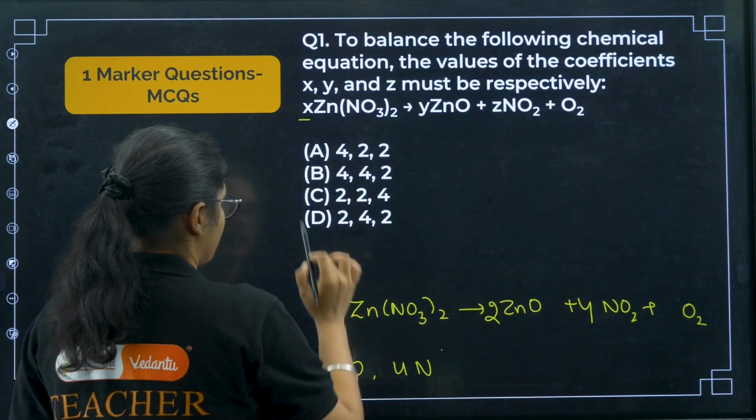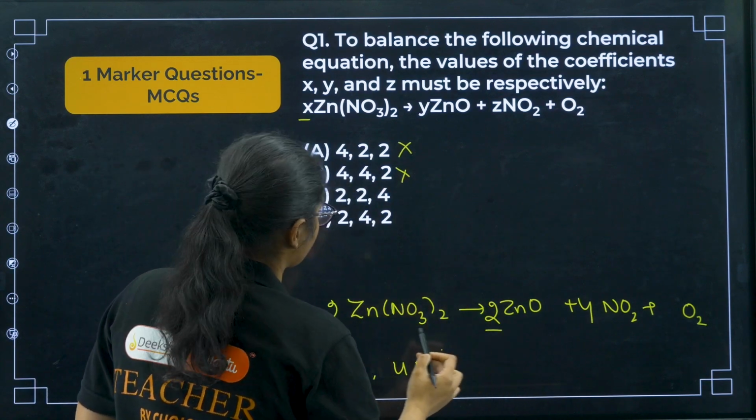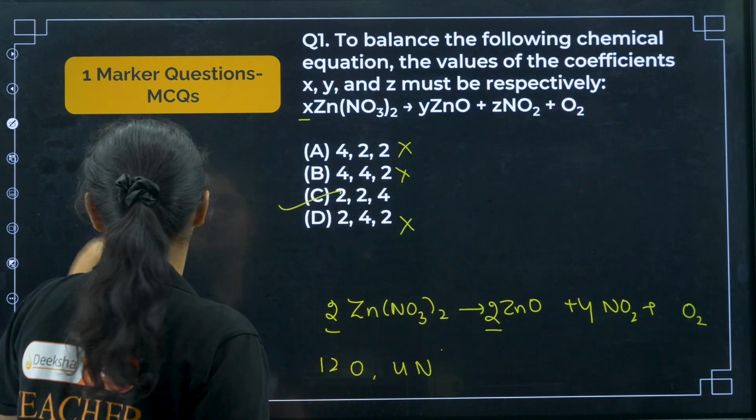So what is the value of x? X is 2, so we can eliminate these. Y is again 2, so we can eliminate this also. Correct answer is option number C.